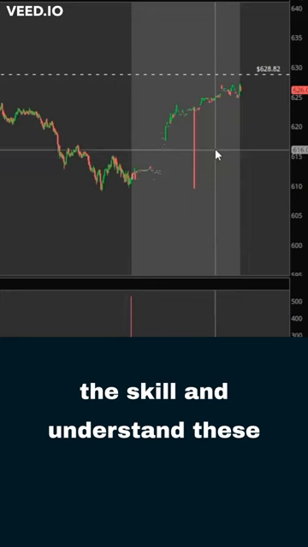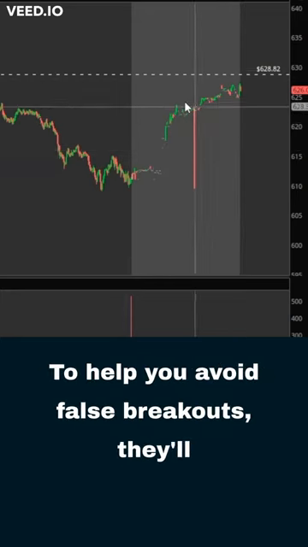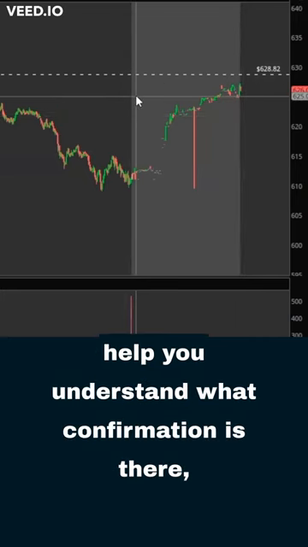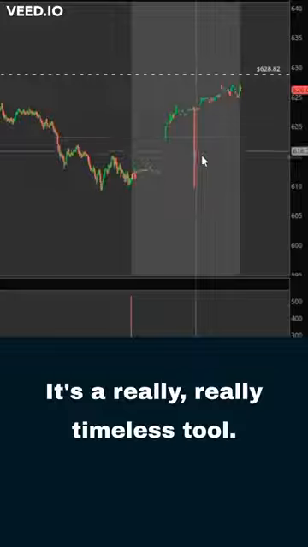And once you can master this skill and understand these concepts, it makes you a really better day trader. It'll help you avoid false breakouts. It'll help you understand what confirmation is there and what key levels to focus on. It's a really, really timeless tool.